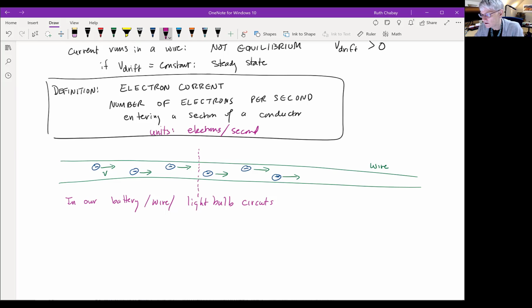The electron current is approximately on the order of 10 to the 18th electrons per second passing a location. That's a lot of electrons per second, but there are an awful lot of mobile electrons in the wire, right? And we're going to use the symbol lowercase i for electron current.